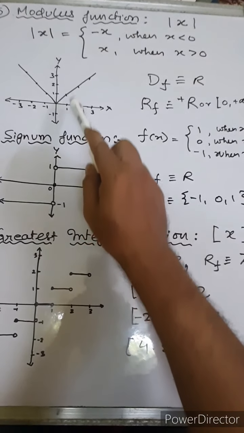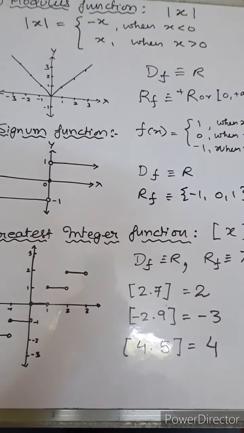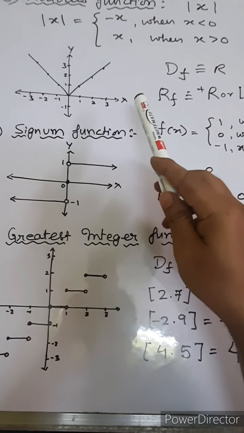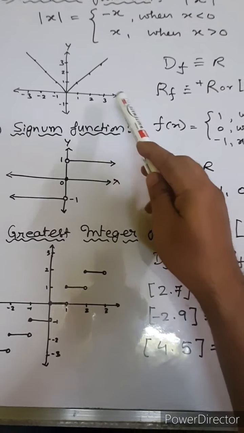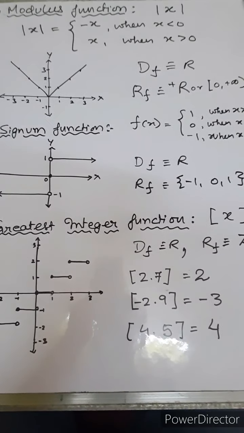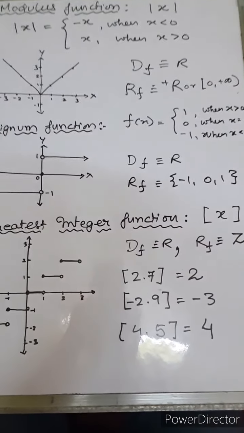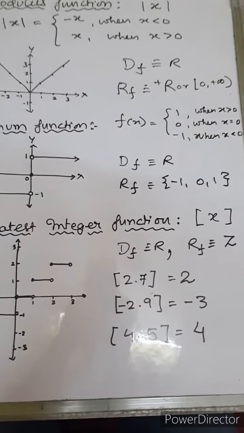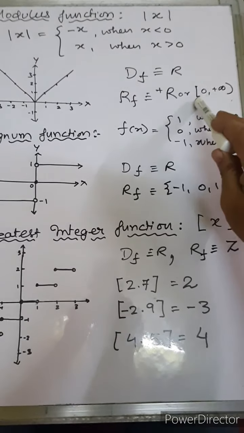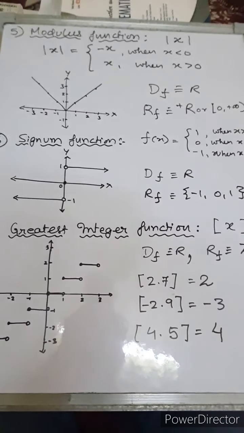That means if you take 1, you will get the image 1. If you take -1 in the domain, the image of -1 will be 1. For elements, either you take 2 or you take -2, the image will always be positive in the case of the modulus function. Right children? So from here we can say that the domain of the modulus function is all real numbers, and the range of the modulus function will be only the positive real numbers. We can also write the positive real numbers as from 0 to plus infinity. Right? So, modulus function understood children.